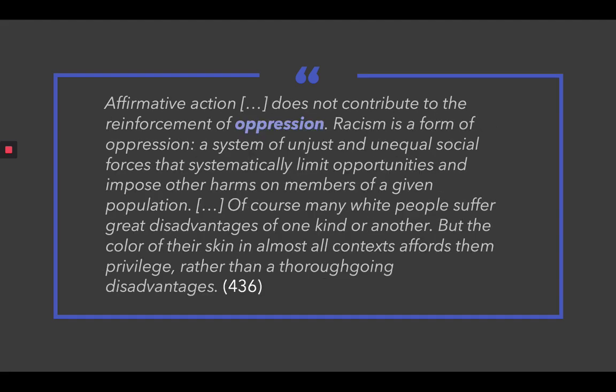He goes on, affirmative action doesn't contribute to the reinforcement of oppression. Racism is a form of oppression, a system of social forces that systemically limit opportunities and impose other harms on members of a given population. Of course, many white people suffer great disadvantages, right? But the color of their skin isn't the disadvantage. In almost all contexts, the color of their skin affords white people privileges rather than disadvantages. And so that's why affirmative action isn't racist, because it's not some systemic way of harming white people. Rather, it's a policy that's instituted to promote equal opportunity for minorities.